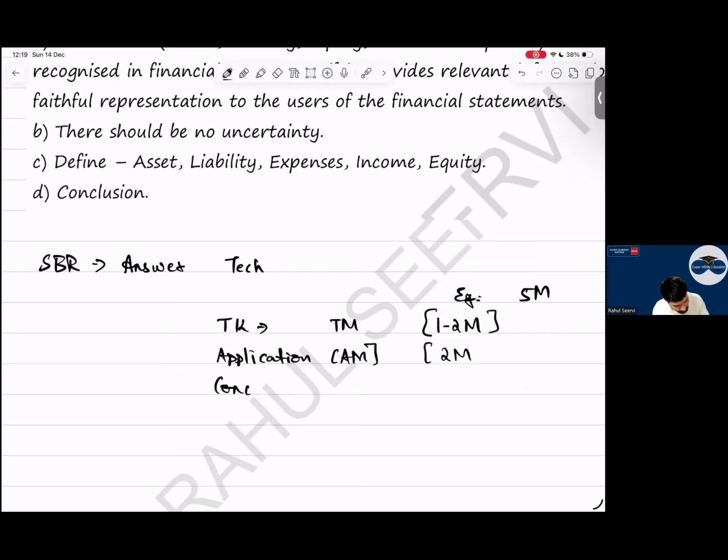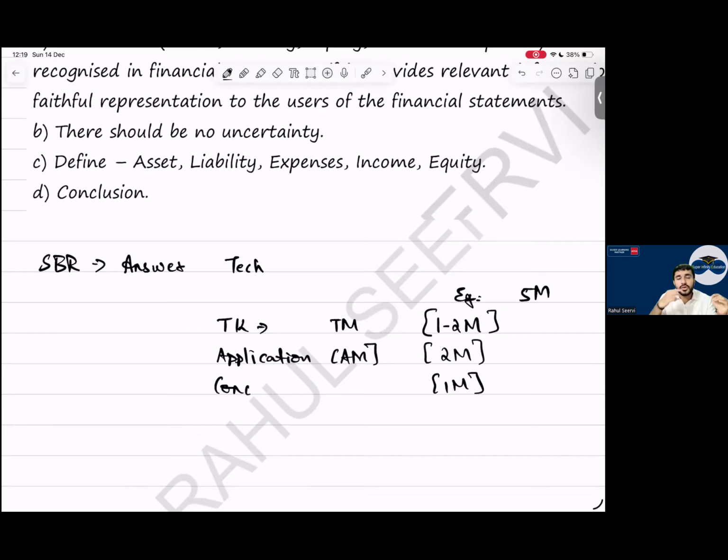Then 2 marks will be for this one, and 1 mark will be for your conclusion. Now, when coming to your SBR, understand what the important point is. If the question paper is for 100 marks, I say easily 18 to 20 marks are technical, which you can easily score.